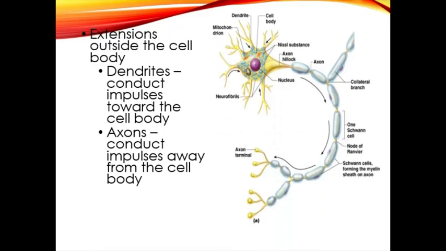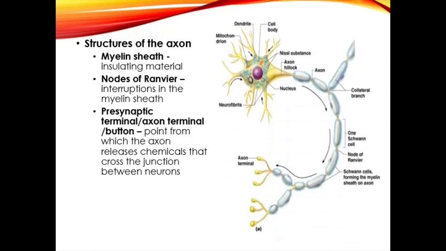Ayan. Extension outside the cells, we have the dendrites and the axons. So, main part of the neuron yan. Dendrite receives messages, no? Or electrical impulses, while the axon conducts impulses away from the cell body. So again, dendrites conduct impulses toward, papasok, no? Papunta rather, and axons conduct impulses away from the cell body to another neuron.